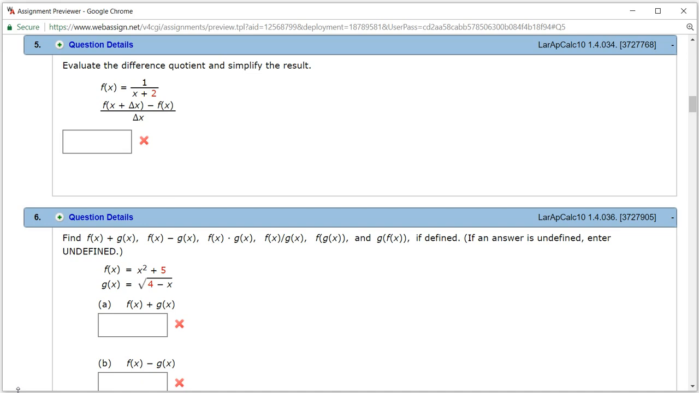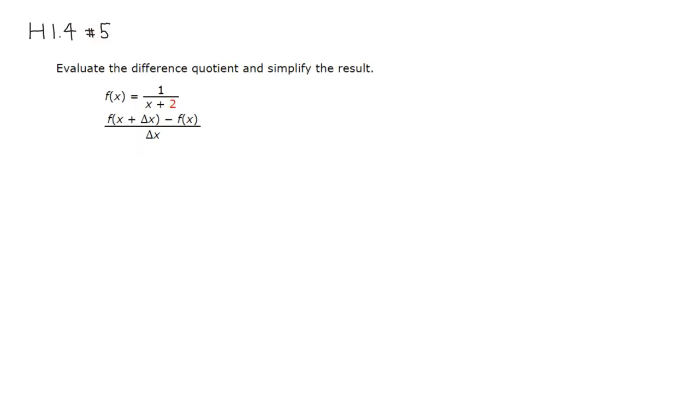All right, let's look at homework 1.4, problem number 5. We want to find the difference quotient for this function, 1 over x plus 2. All right, so let's do that. First we're going to have to find, let's see, let's do it all at once.